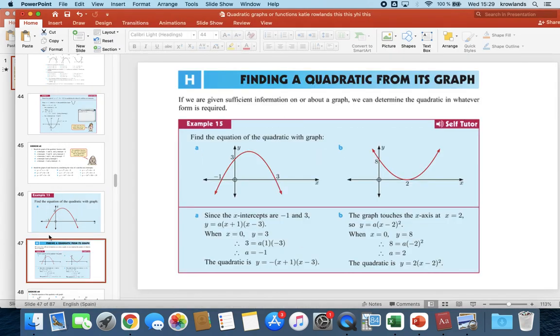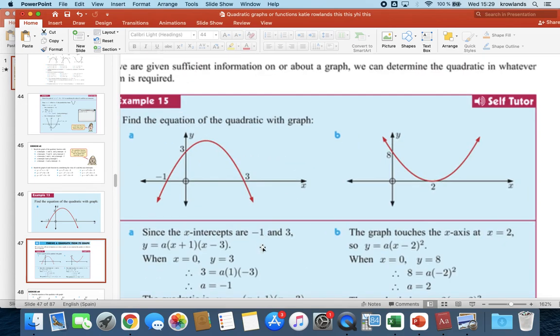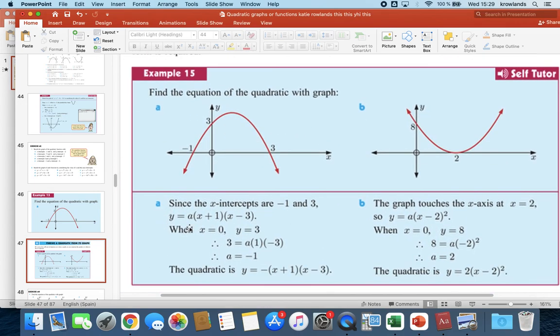Now, having a look therefore at these two questions, we would do a similar process. Let's see how we do this. First of all, we put the form. We take the minus 1, we change the sign. We take the 3, we change the sign. We put the a in front.